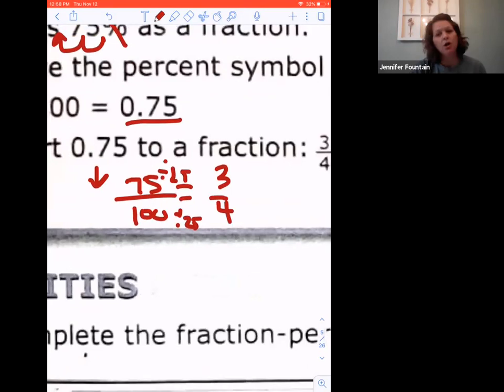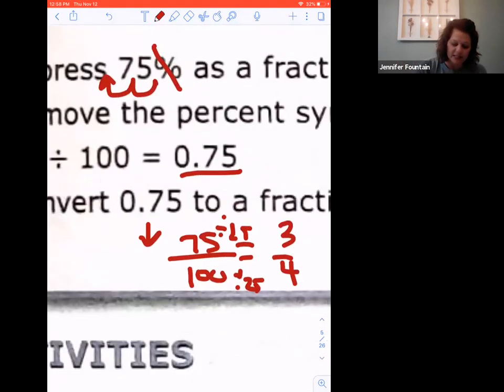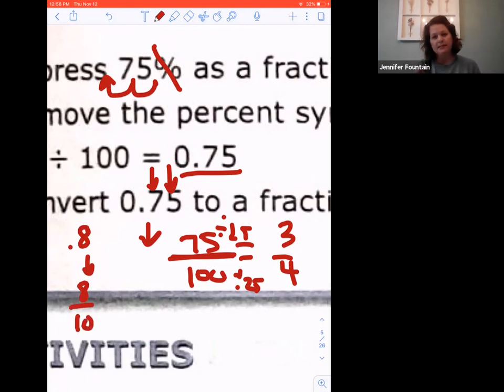So if you haven't memorized some or all of your decimal to fraction conversions, you can always just put your decimal over the number that is the furthest place value from the decimal. So in this one, this is my tenths, this is my hundredths, so I have to put 75 over 100. If it was 0.8, I would just do 8 over 10 because it's only one place after the decimal point, so I would put it over 10.